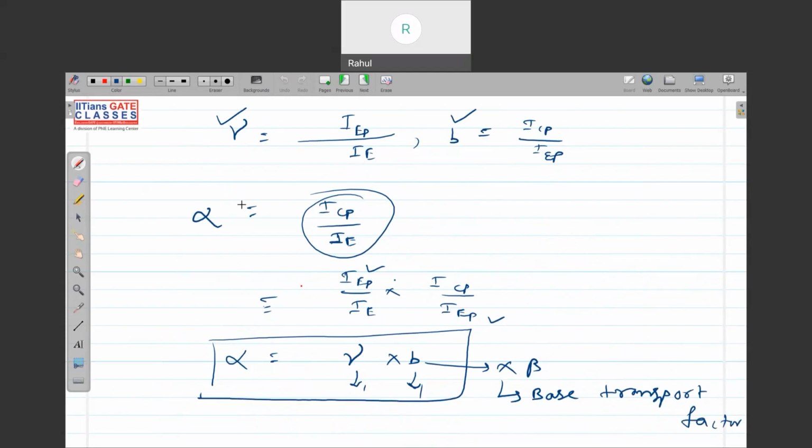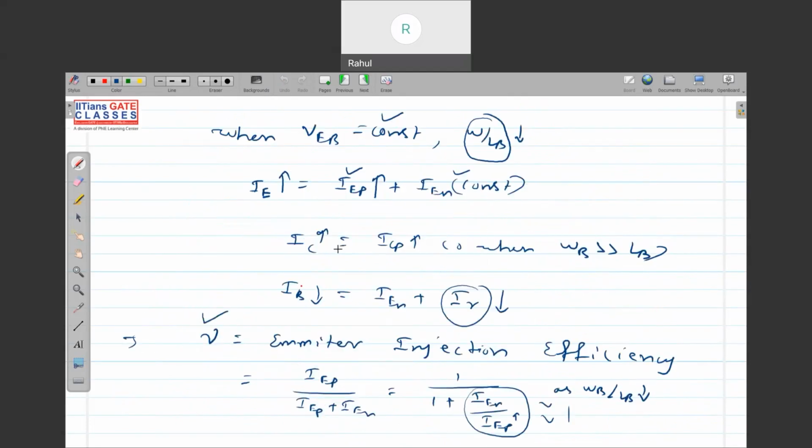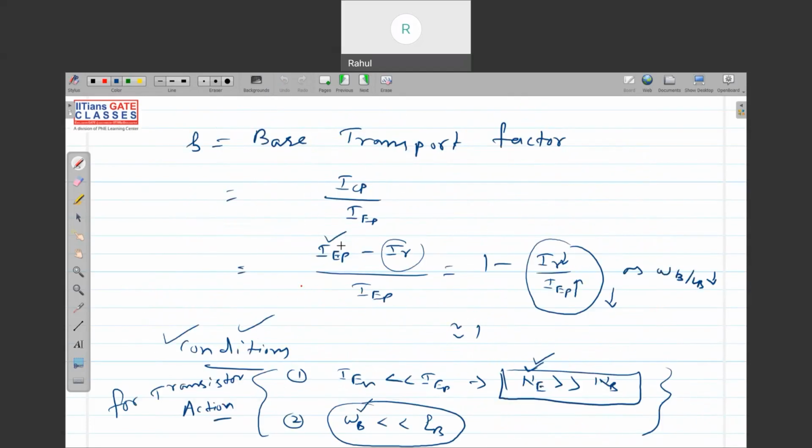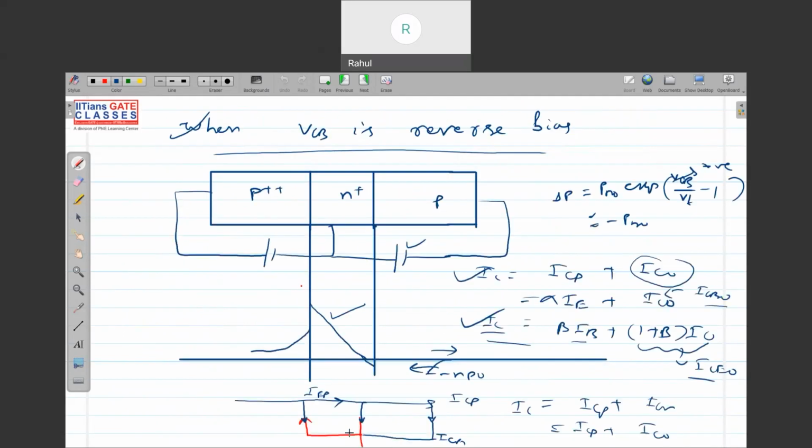Then we introduced something called emitter injection efficiency, which is the current injected from emitter to base divided by the total current. In this picture, whatever current has been injected from emitter to base, IEP, divided by the total current, IEP plus IEN, is the injection efficiency.